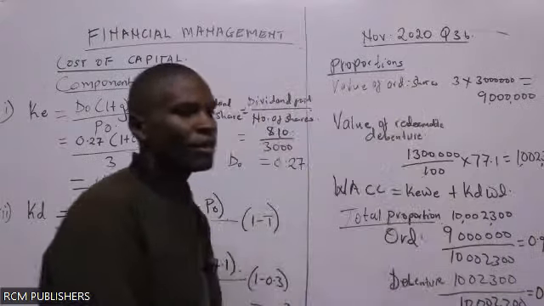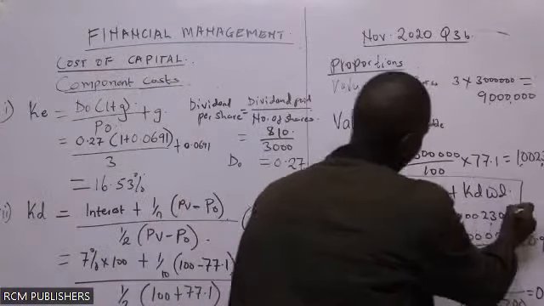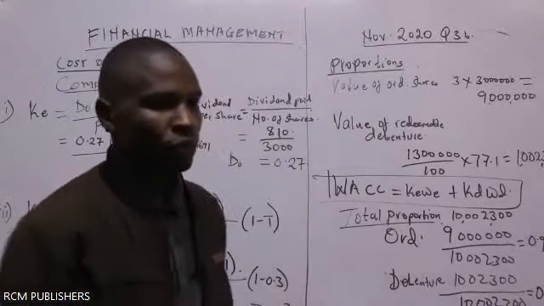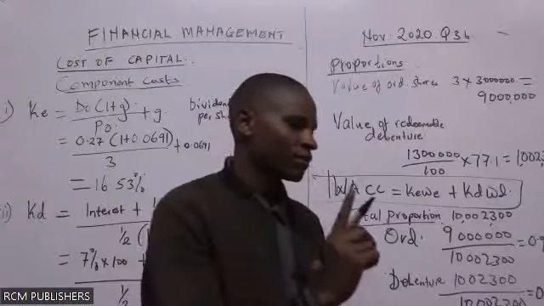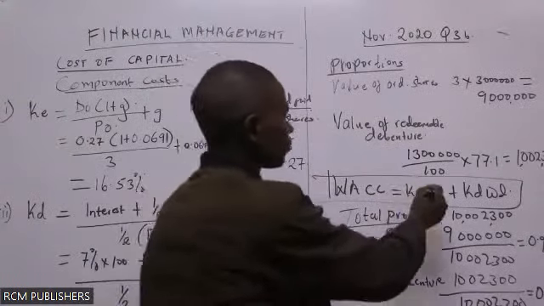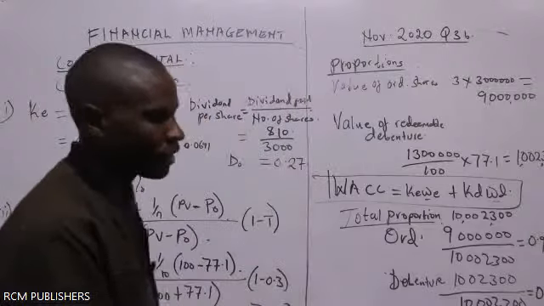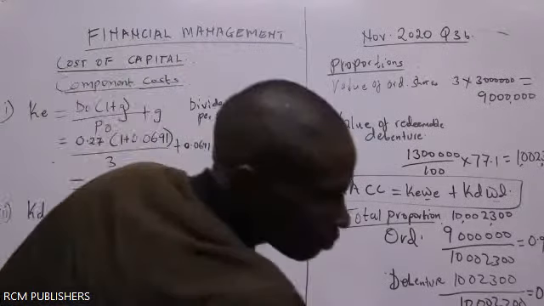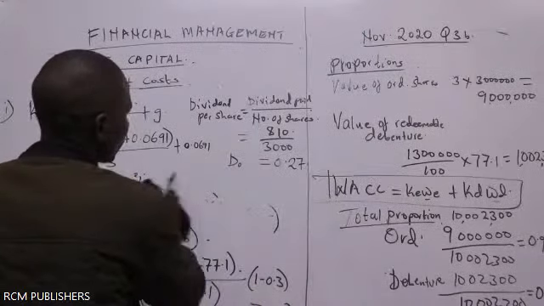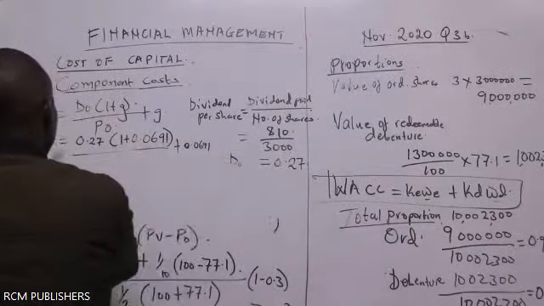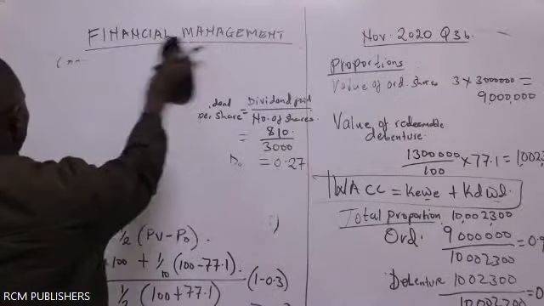Now, can you get for me the WACC? Get for me the WACC. Everyone should get that. Thank you very much. Now, can you get for me the WACC? That is now very easy. 16.53 is my KE. No problem.